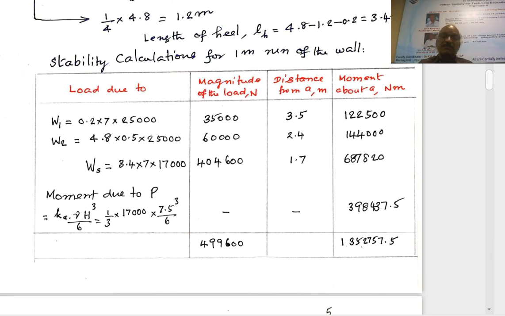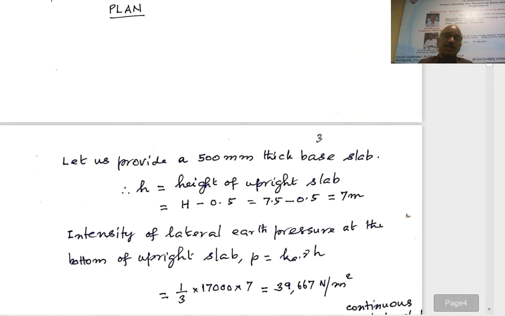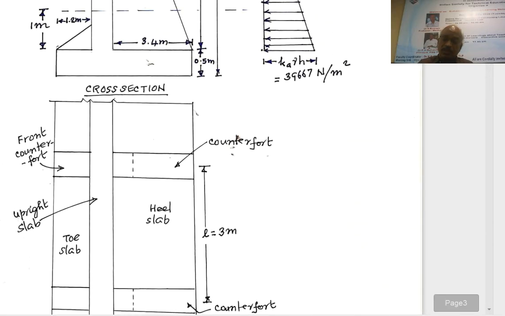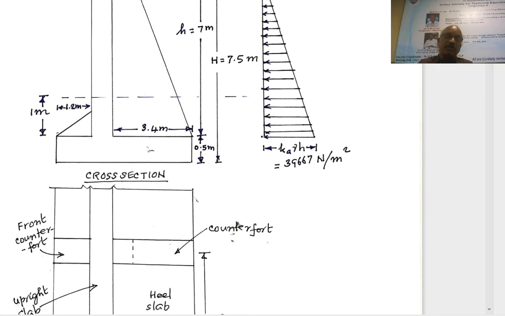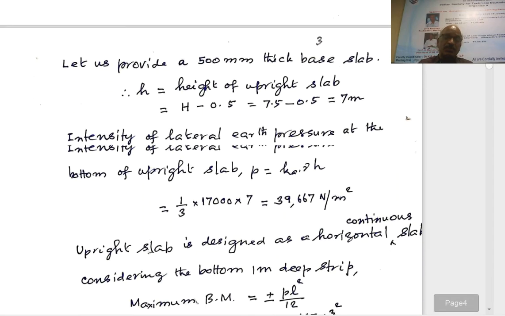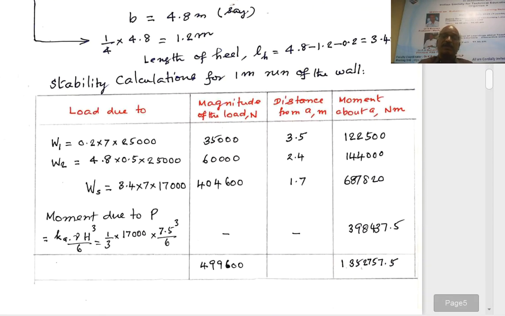The distance from A, here the bottom of the toe slab, from A, it is 3.4 plus 0.2 by 2, that is 3.5. 3.4 plus 0.2 by 2, that is equal to 3.5. So 35,000 into 3.5 is equal to 122,500.